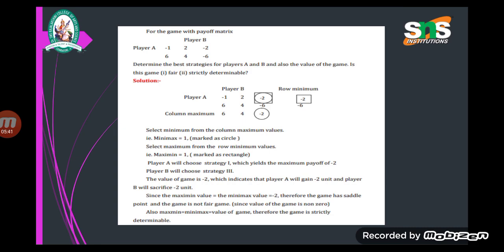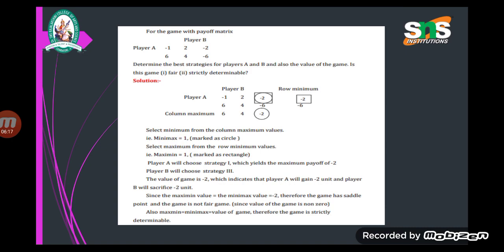In the column matrix, we are going to select the maximum values. In the first column, -2, 6, the maximum value is 6. In the second column, 2, 4, the maximum value is 4. Of these column maximum values, we are going to select the minimum value. Selecting the minimum from the column maximum values is known as the minimax. Selecting the maximum from the row minimums is the maximin. Player A will choose strategy 1 and player B will choose strategy 2.